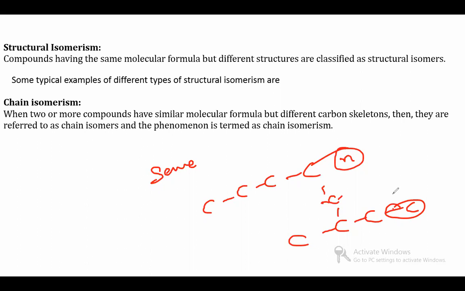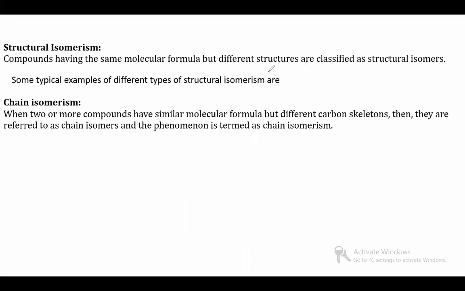So chain isomers are two or more organic compounds with the same molecular formula but different carbon skeleton, different chain or different arrangement of carbon atoms, in branching or in chain. That is called chain isomers. This phenomenon is called chain isomerism. Are you getting it? Same molecular formula, different carbon skeleton.